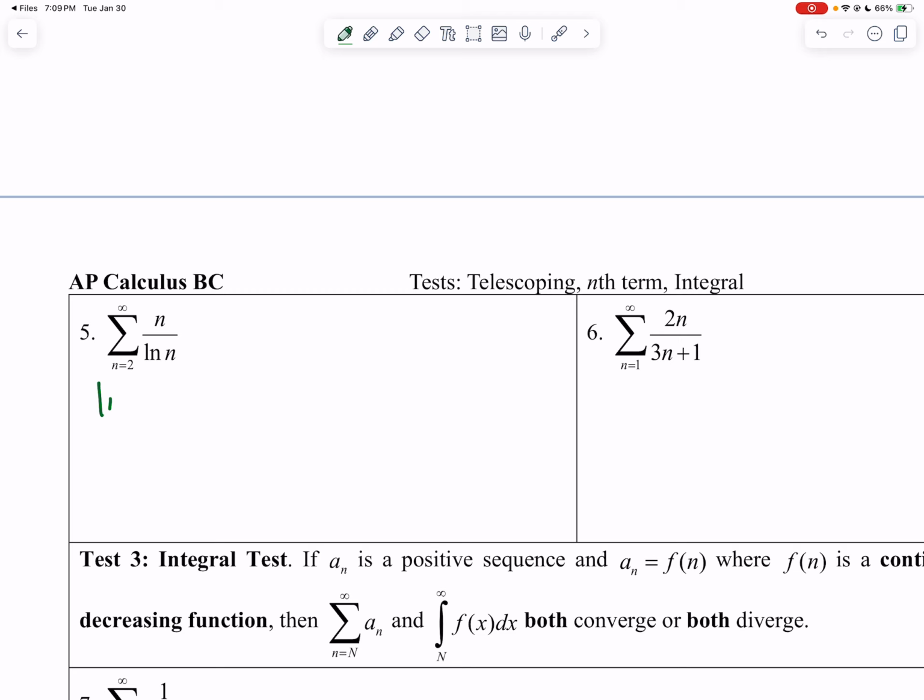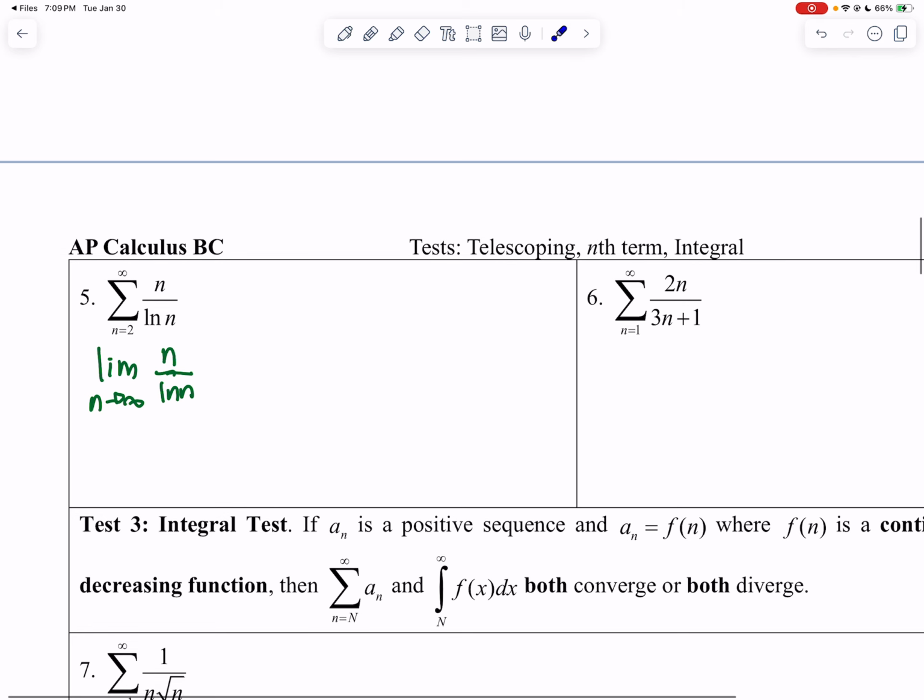Same thing with number 5. So the limit as n approaches infinity of n over ln of n. If I were to plug this in, this is going to be infinity and this is going to be infinity. So we are going to use our little helpful friend L'Hopital's to help us derive this.